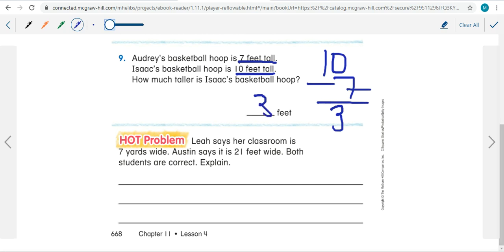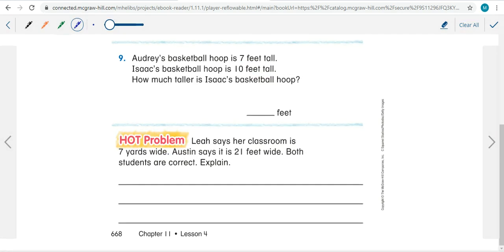Now, we're going to do a problem together. Leah says her classroom is 7 yards wide, wide means ancho. Austin says it is 21 feet wide. Both students are correct. Explain. Here is the answer.